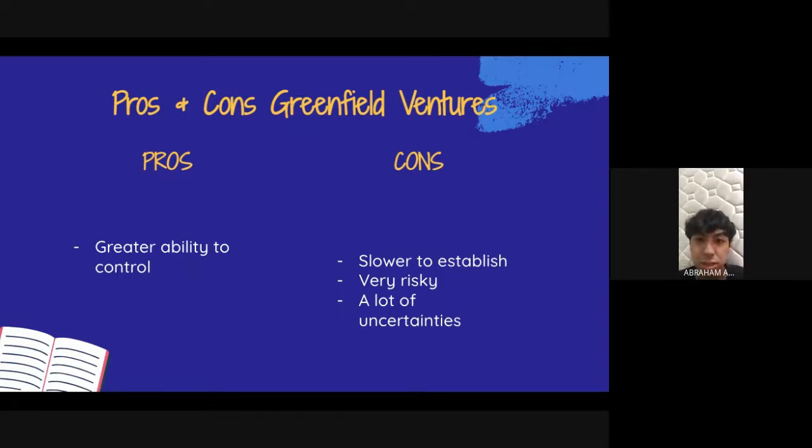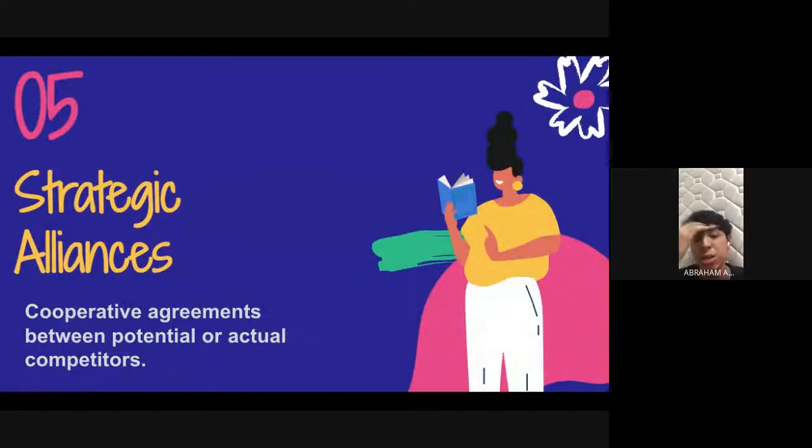Next. The fifth one is strategic alliances. Strategic alliances are cooperative agreements between potential or actual competitors. Next.